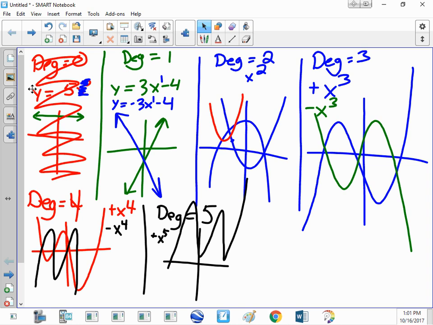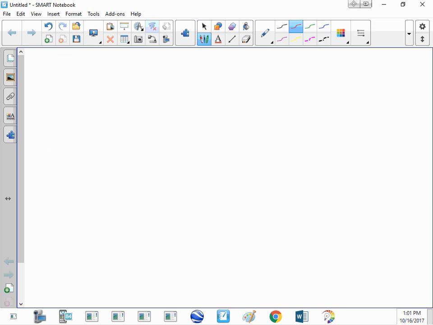What about the evens? They're either both up or both down. So if we skipped way ahead, and I said I had 5x to the 11th with a whole bunch of other stuff there that I don't really care about at the moment, what do I know about that graph? It can hit the x-axis up to 11 times. What else do I know? Starts down and ends up.